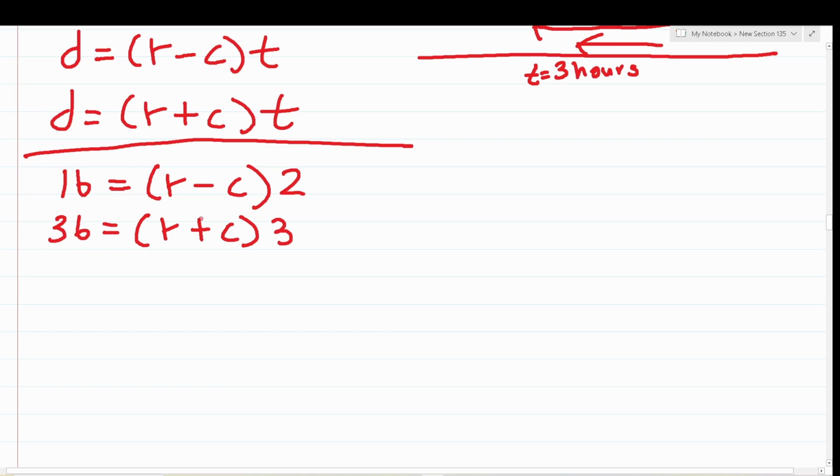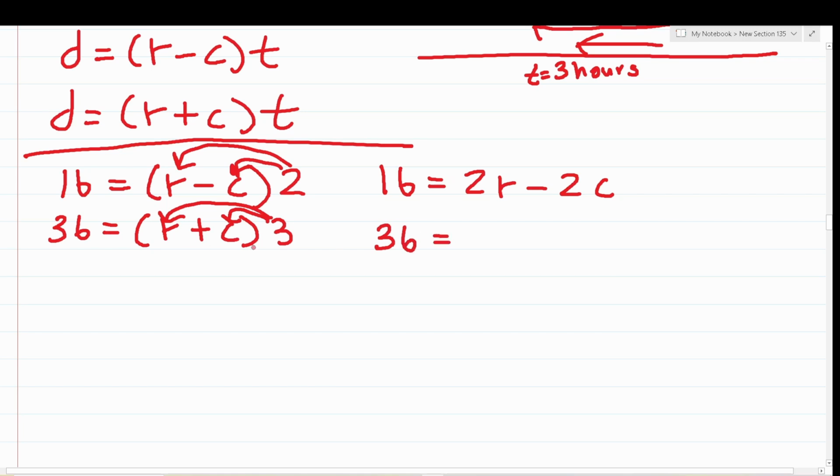So the first thing you may want to do is take this 2 and distribute it here and here. And then you'll take this 3 and distribute it here and here. So let's go ahead and do that. This becomes 16 equals 2 times r is 2r. 2 times negative c is negative 2c. Let's go ahead and do the same thing here. We have 36 equals 3 times r is 3r. 3 times c is 3c.